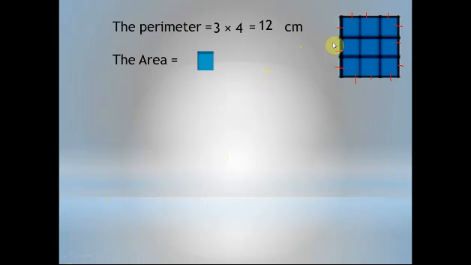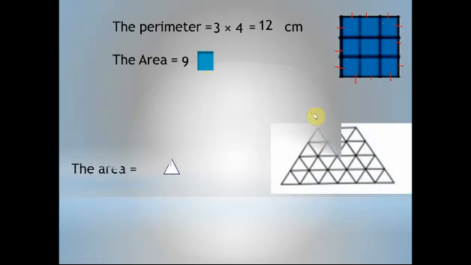Okay, what about the area? We will count the small units that we give to you. The area is a square, so we will count the squares. 1, 2, 3, 4, 5, 6, 7, 8, 9. So there are 9 squared units, and this is the area for this one.